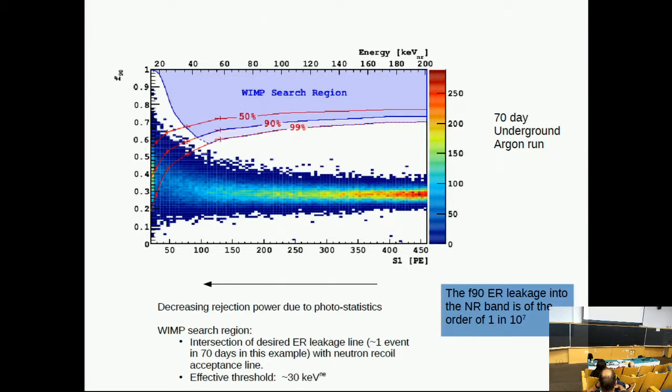There's a caveat here, of course, because there is a decrease in rejection power due to photostatistics. This is a number that depends on what you choose for the nuclear recoil band, and what you choose for the electron recoil leakage line.